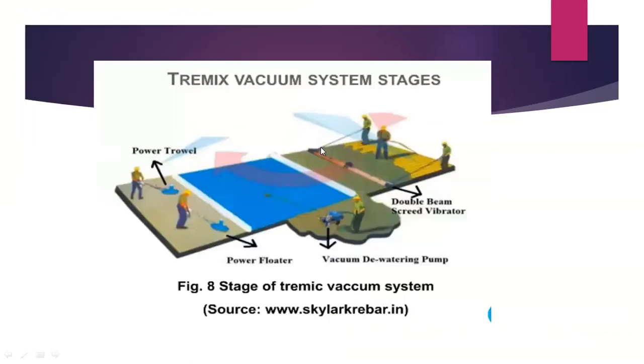So this slide shows you the various 4 stages. The first, from here the work starts. Another person is power troweling, float troweling. We have a beam here. This main section part is getting vacuum dewatering. That blue color stands for the skin suction.